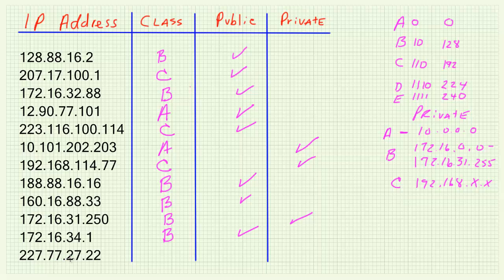What about this last one, 227.77.27.22? We can see that this is greater than 224, but less than 240, so it's going to be a Class D. This is our first and only multicast IP address that appears in this list. And we don't make the distinction between public and private. There is no private Class D space, so there's really nothing to do down here for that one.